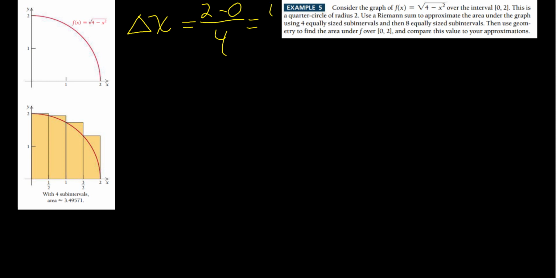So each one of these rectangles is going to go out 1/2 on the x-axis, and we see this down here. We're just making a rectangle from 0 to 1 half, from 1 half to 1, from 1 to 3 halves, and 3 halves to 2. That's all we're doing. And so that's our delta x. Next thing we're going to do is figure out what the function is at those x values.